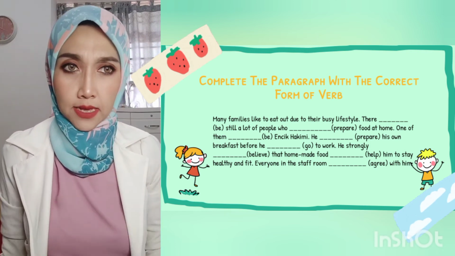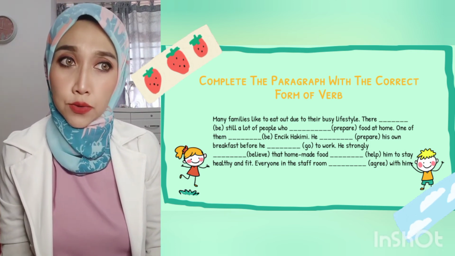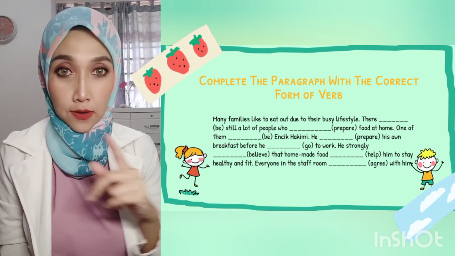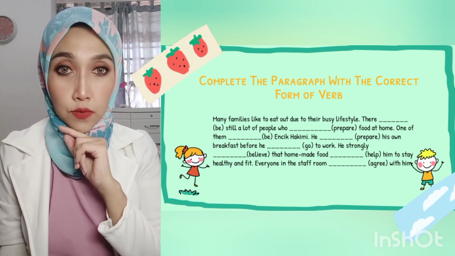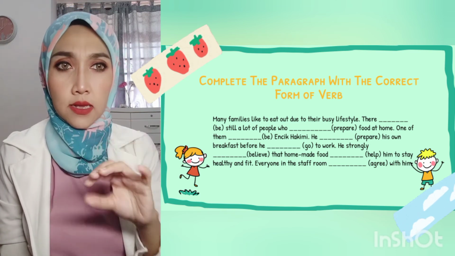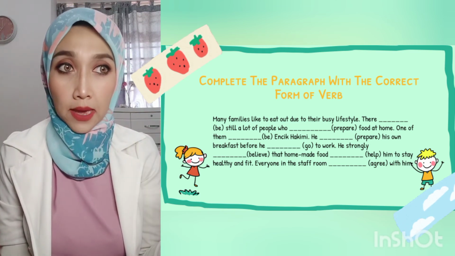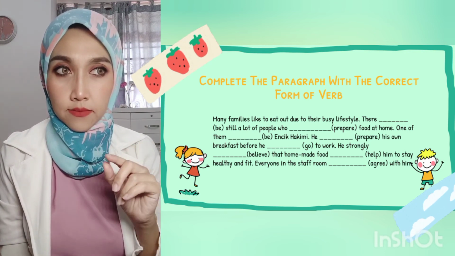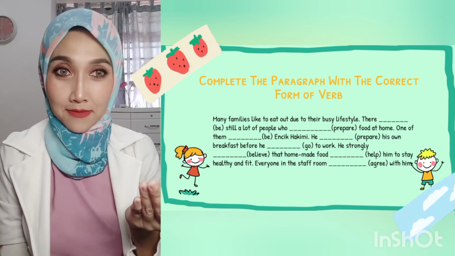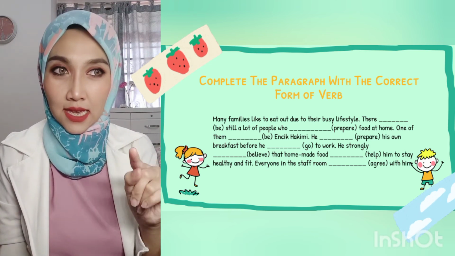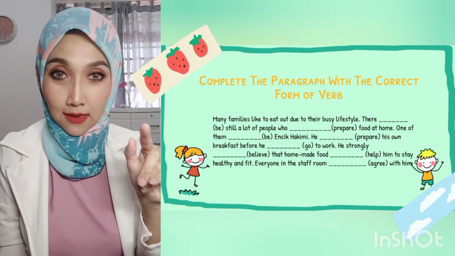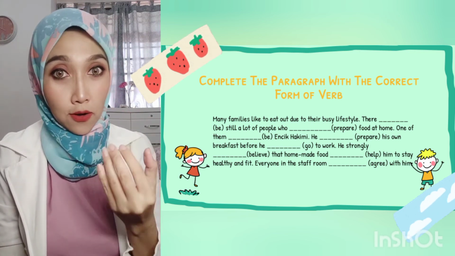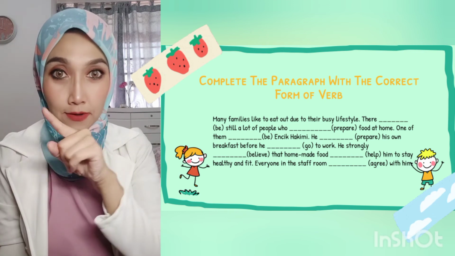Many families like to eat out due to their busy lifestyle. There, what? Are or is? You have to think about it, referring to what I've taught just now. Still a lot of people who prepare or prepares food at home. One of them is or are Encik Hakimi. Now you know the clue is "he". He is single, right? So prepare or prepares? Think, refer to the notes.